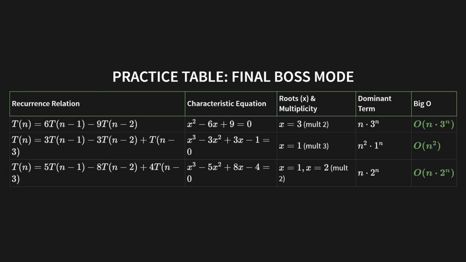Final row, t of n equals 5t of n minus 1 minus 8t of n minus 2 plus 4t of n minus 3. The equation is x cubed minus 5x squared plus 8x minus 4 equals 0. Now this one factors into x minus 1 times x minus 2 squared. So our roots are x equals 1 and x equals 2 with a multiplicity of 2. The dominant root is 2, and because it's repeated, its dominant term is n times 2 to the n, which gives us a final big O of n times 2 to the n.